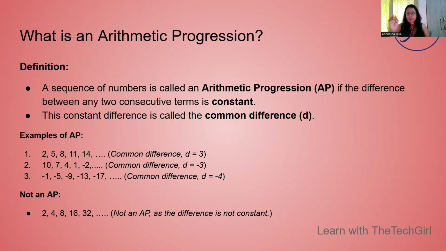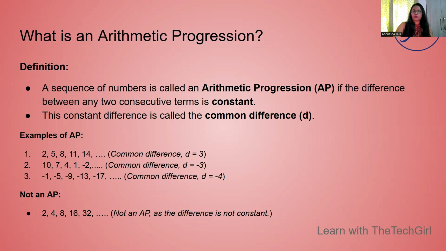Okay. So if you have to check whether a series is an AP or not, you are going to check the common difference between the consecutive values. If all the common differences are the same, it's an AP series. If not, then it is not an AP series. Even if one has a different value and all the others are the same, it's not an AP series.